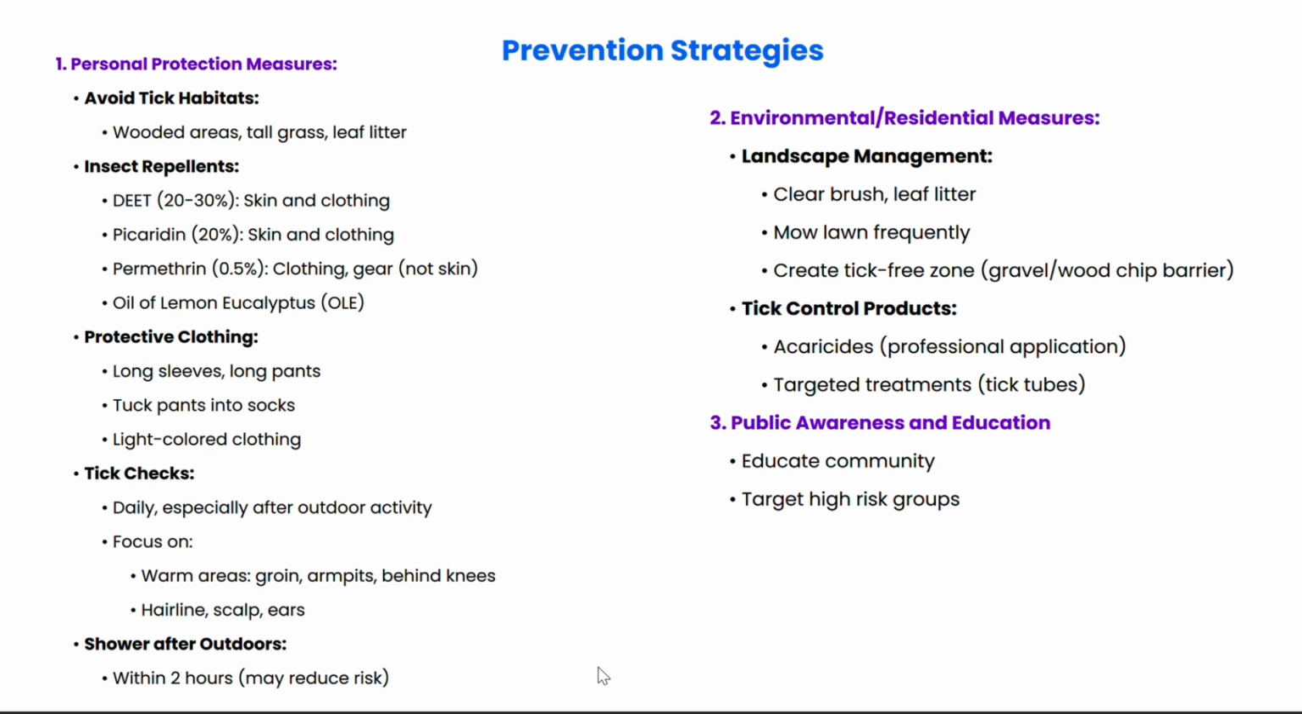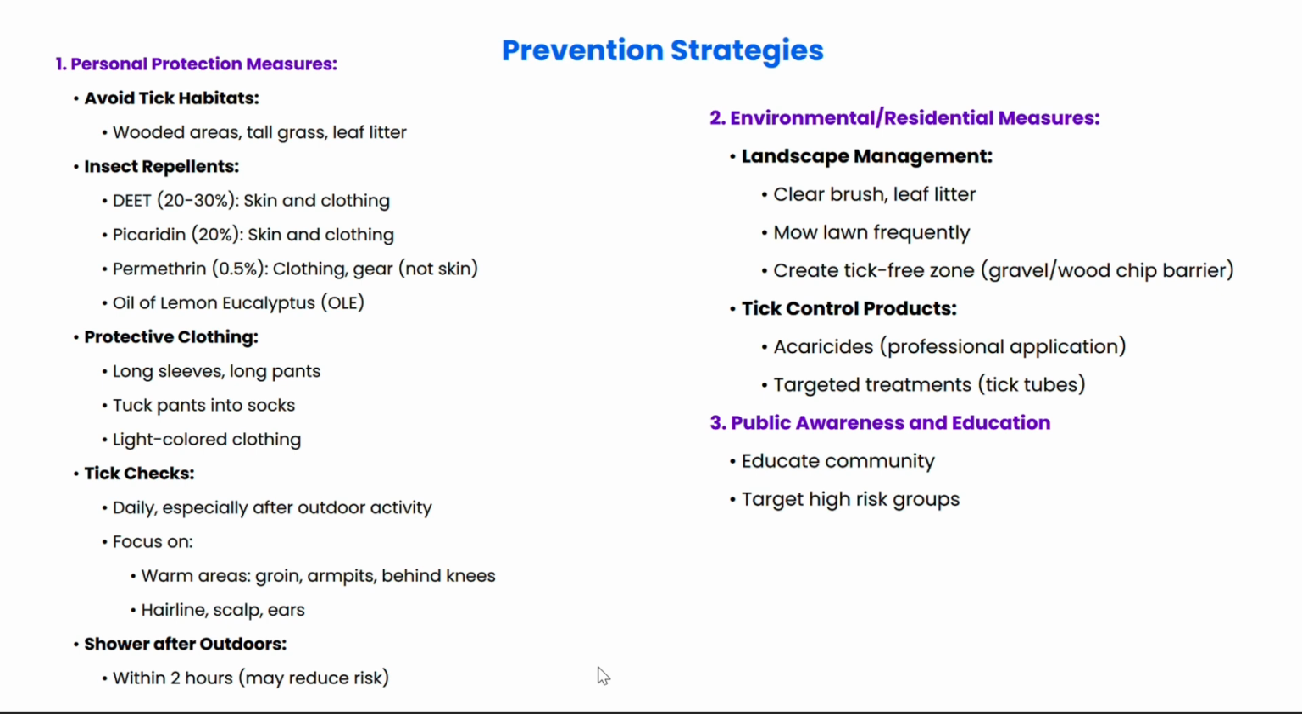In addition to personal measures, there are also environmental and residential measures that can help control tick population. Landscape management plays a crucial role. This includes clearing brush and leaf litter, mowing the lawn frequently, and creating a tick-free zone around your property by using a barrier of gravel or wood chips to separate your lawn from wooded areas.